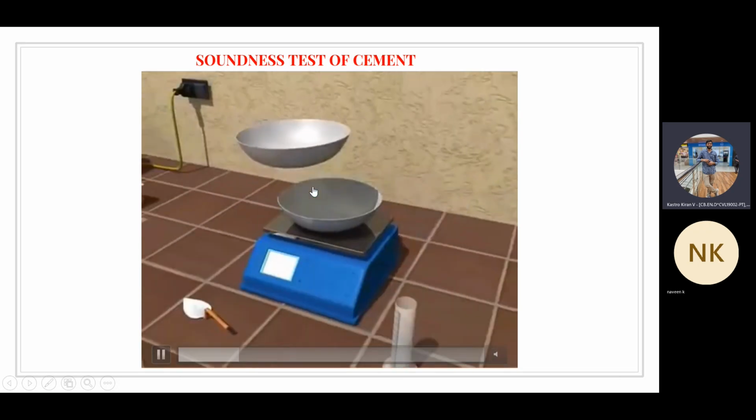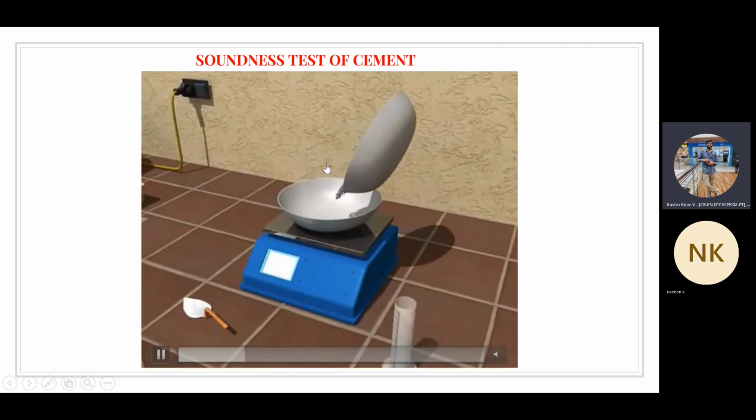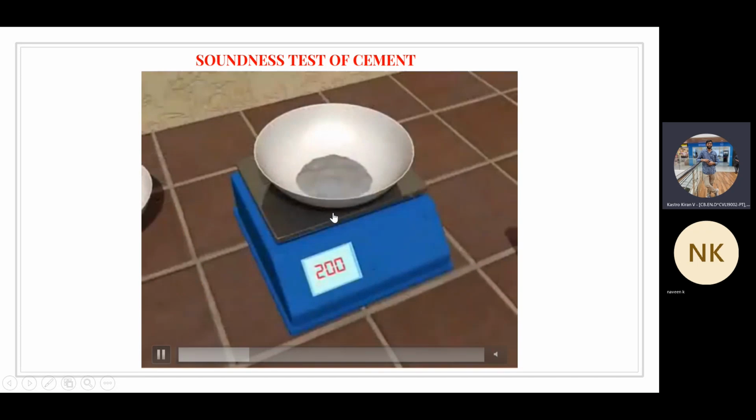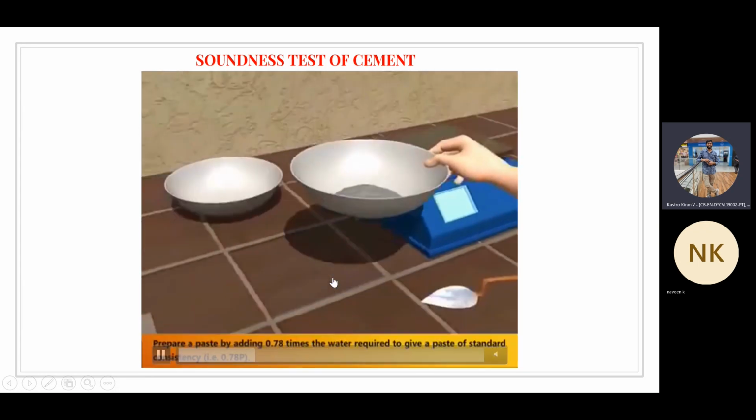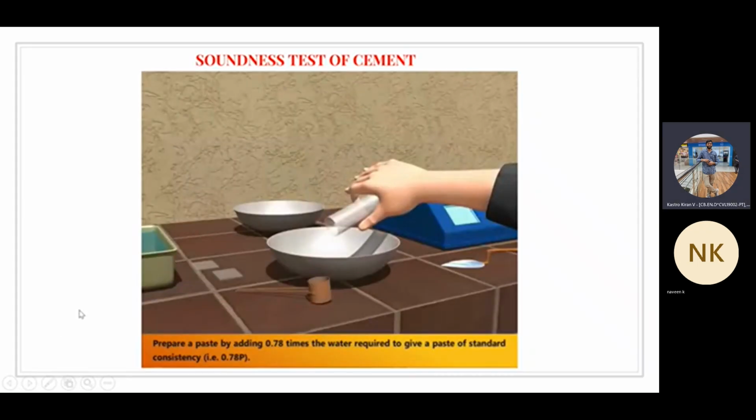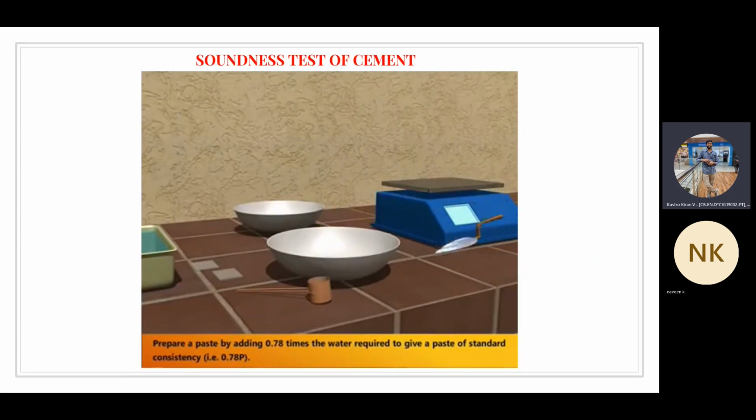So initially we are going to take a sample of cement. You can see the sample of cement is being taken. That's approximately 200 grams of sample. So you can see the process here. Just focus on the video so that it explains the process in a very detailed way.